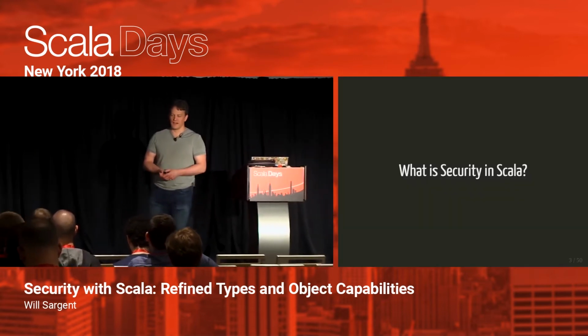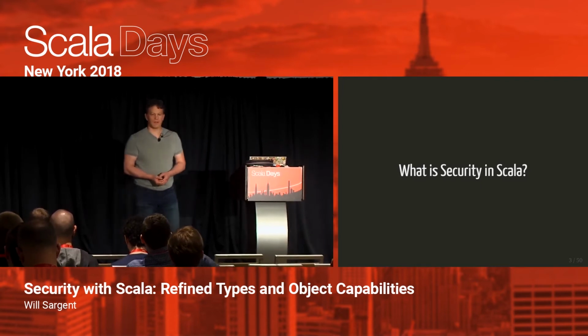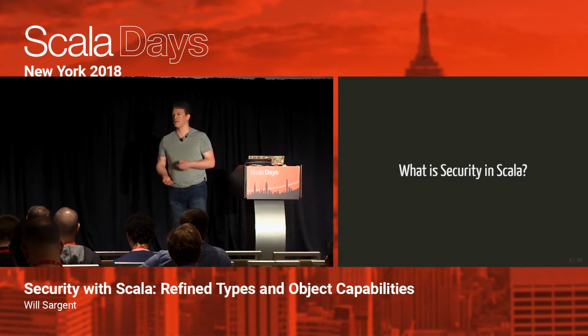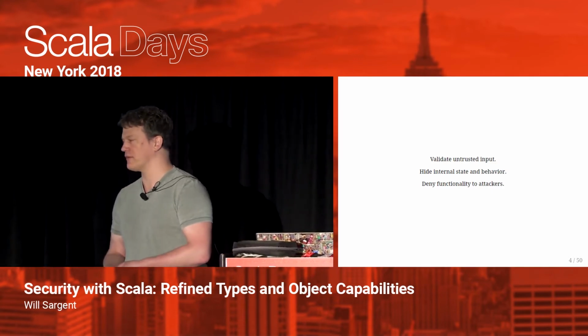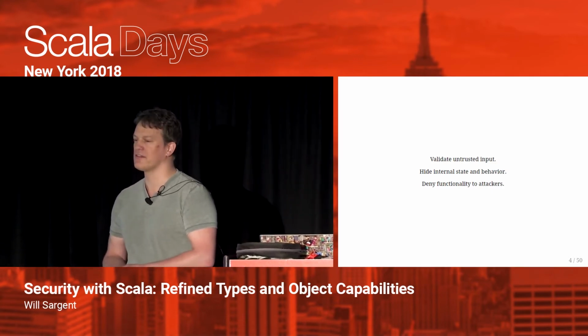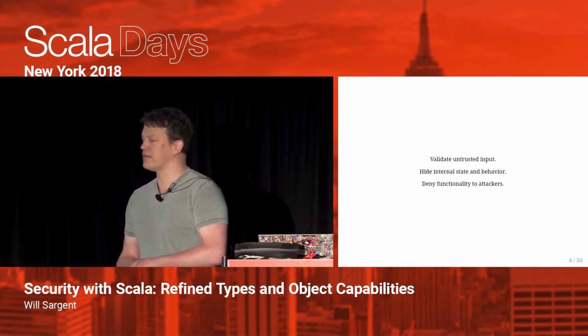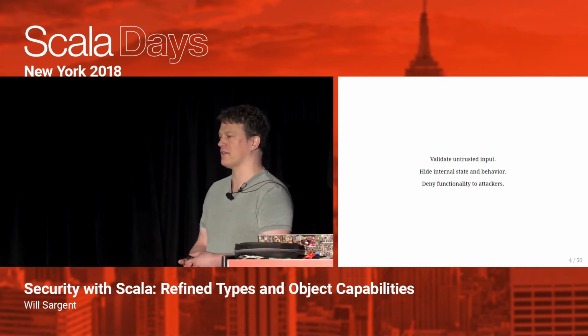So what is security in Scala? And the way I'm defining security for now is just at a very high level. We are going to validate untrusted input. We're going to hide internal state and behavior. We're going to deny functionality to attackers.